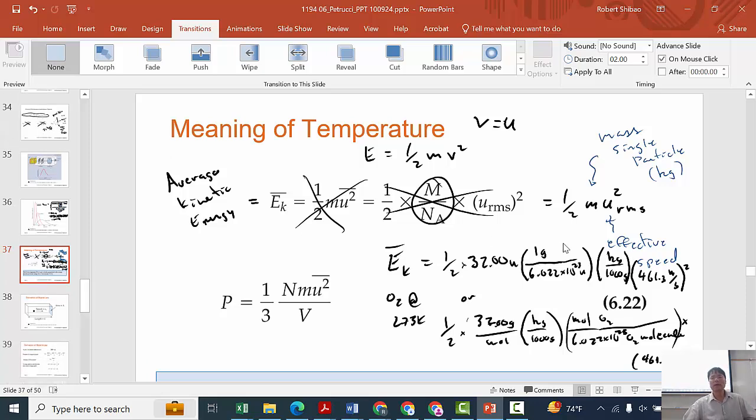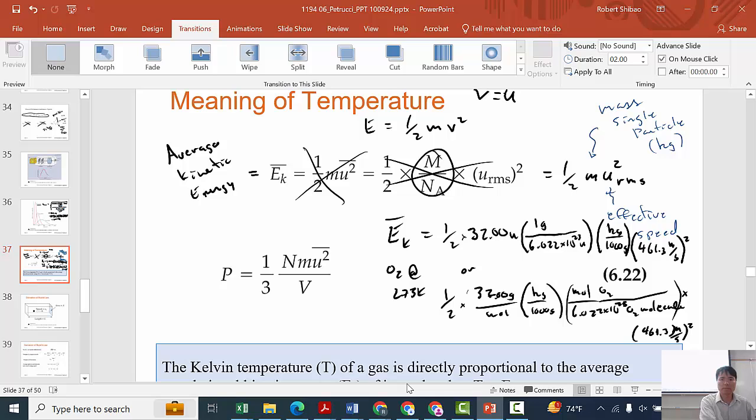And so what's the energy going to come out to? Let's see what it comes out to. So I'll do 1/2, or 0.5, times 32 divided by 6.022 times 10 to the 23rd, divided by 1,000, times 4.613 times 10 squared. You don't have to convert that into scientific.